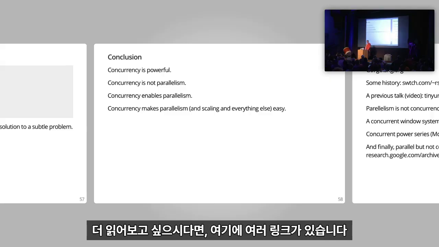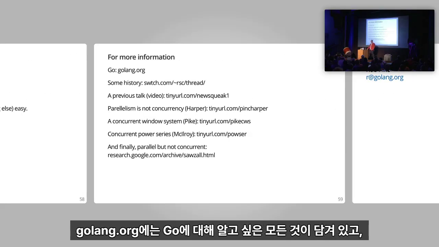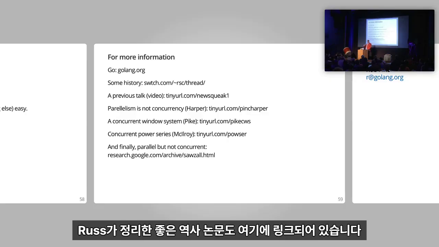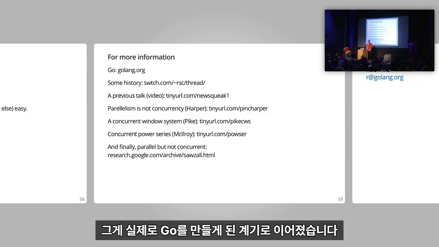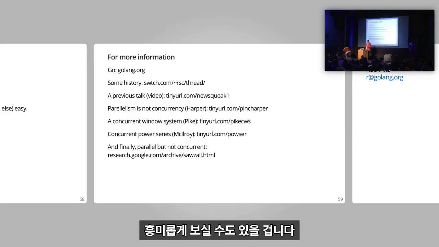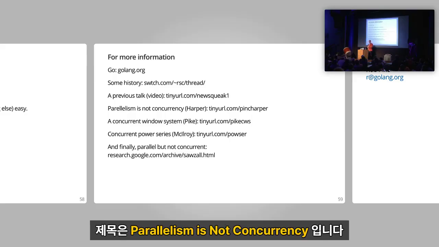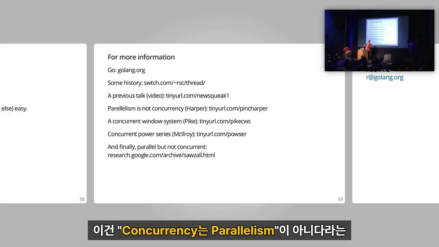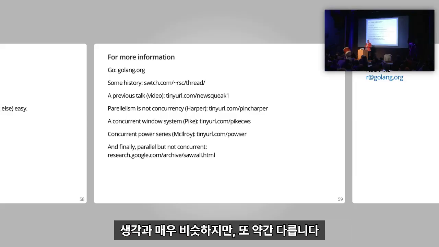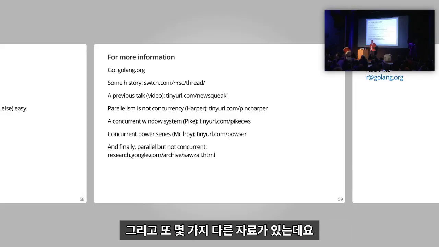So if you want to read more, there's a bunch of links here. Golang.org has everything about Go you want to know. There's a nice history paper that Russ put together that's linked there. I gave a talk a few years ago that led up to us actually doing Go, which you might find interesting. Bob Harper at CMU has a really nice blog posting called Parallelism is Not Concurrency, which is very similar to the idea that concurrency is not parallelism, but not quite. And then there's a couple other things.